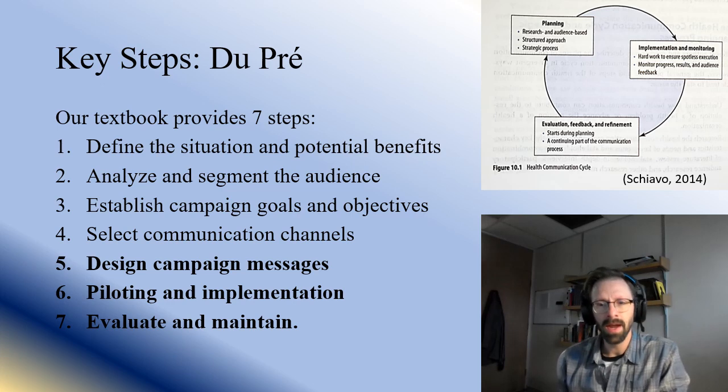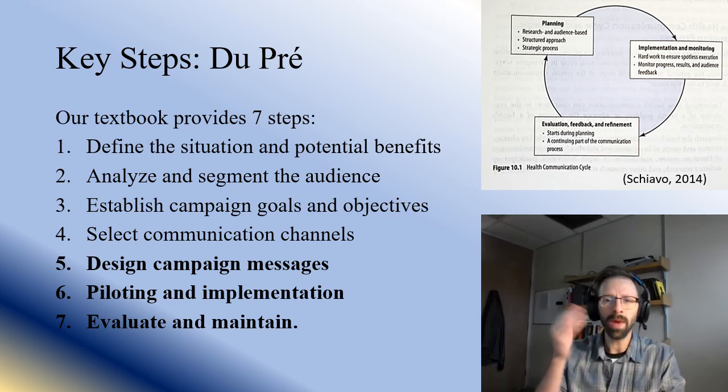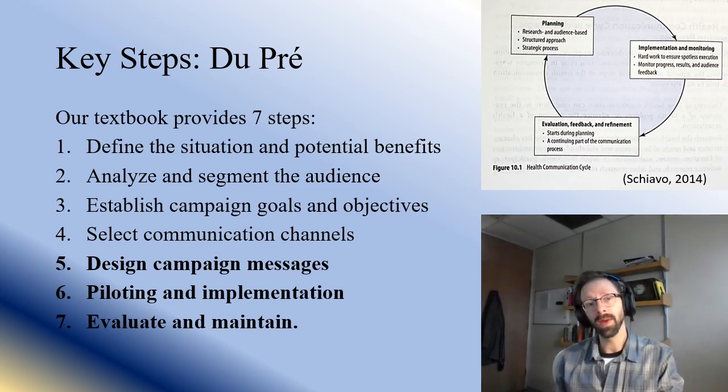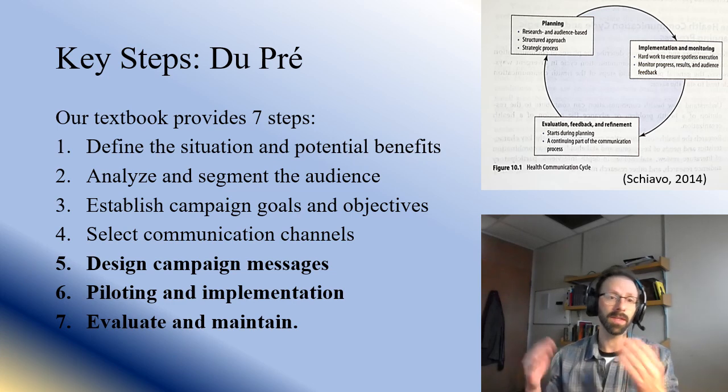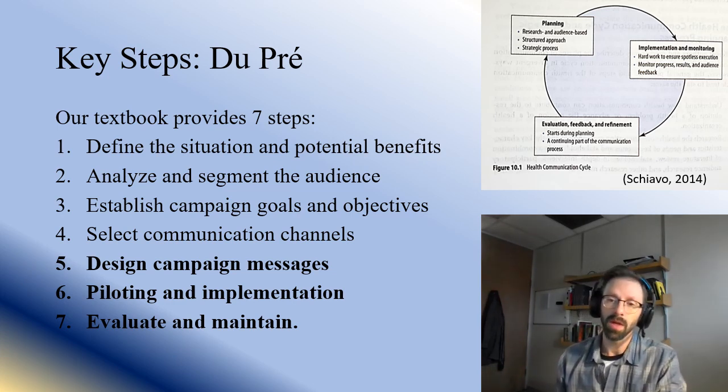So here is again the key steps according to Dupre in our textbook. We have these 7 steps. We've already talked about the first 4. That would be defining the situation and the potential benefits, analyzing and segmenting the audience, establishing campaign goals and objectives, and selecting communication channels. Our first proposal and analysis papers should have covered all of those steps.